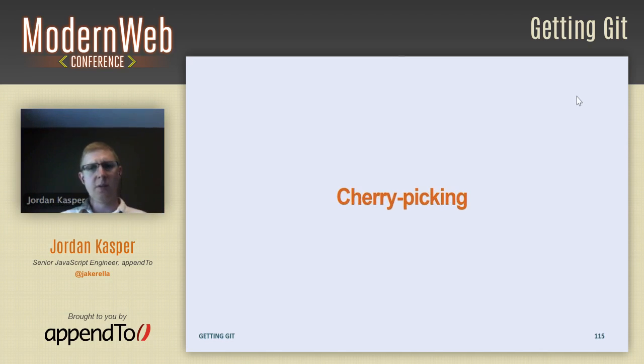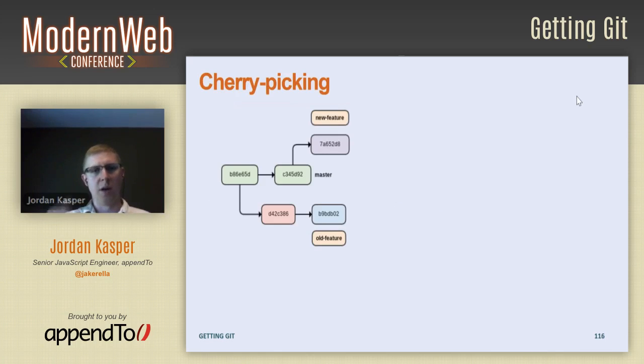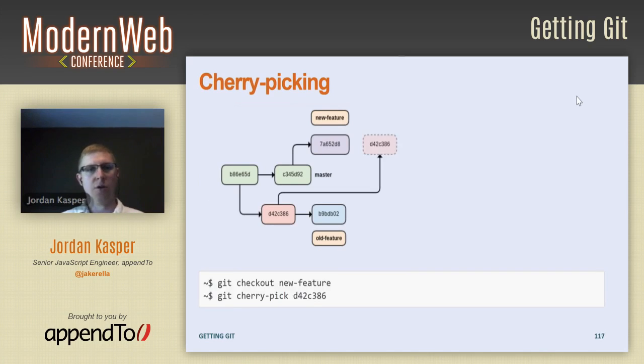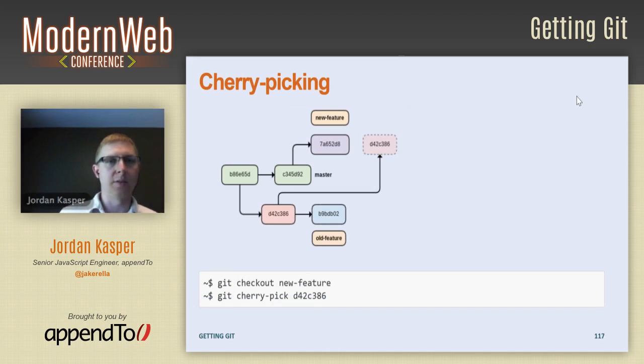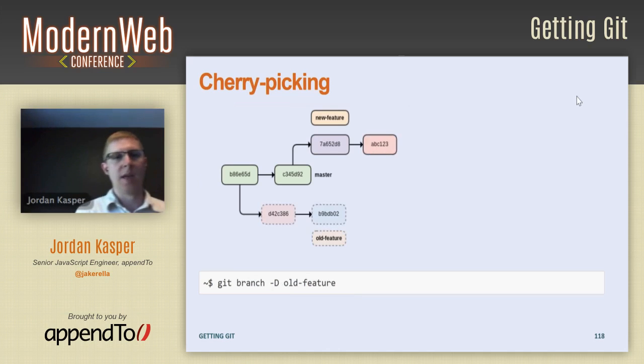Cherry picking, really easy, moving commits from one place to another. So here we've got two different branches, new feature and old feature, and we want to move that red commit up to new feature. So we do git checkout new feature, and then we cherry pick with the commit hash, and now we've moved that commit up. And when we do that, we can now delete the old feature without any concern because we moved that commit to the new branch. But notice that that new commit has a new hash. Before it was D42C3 whatever, and now it's ABC123. So that commit is actually a completely new hash. It's a new commit. It just has these same changes that the old commit had.